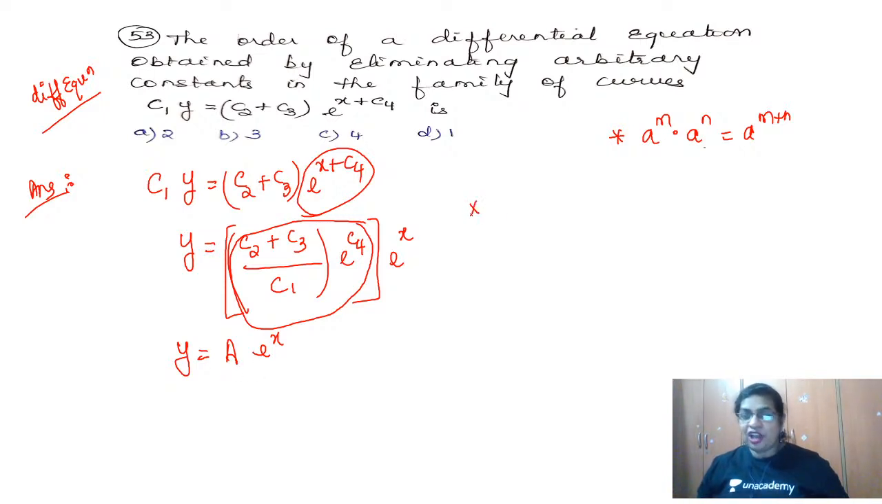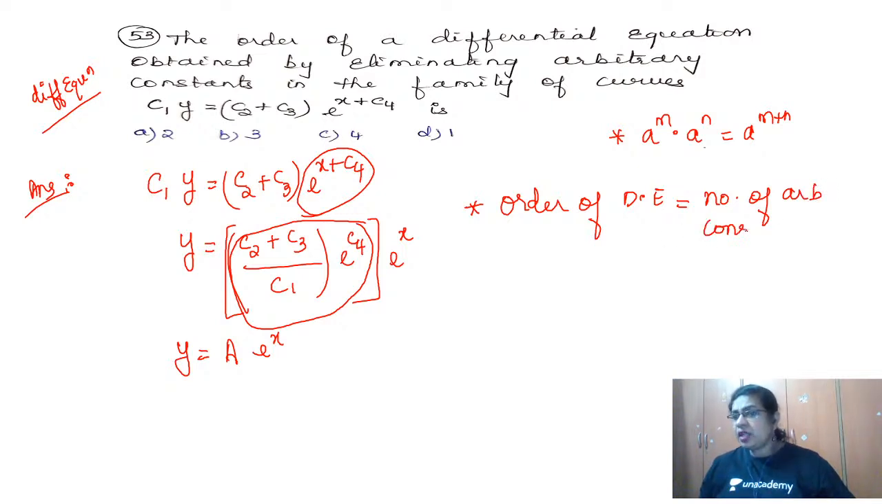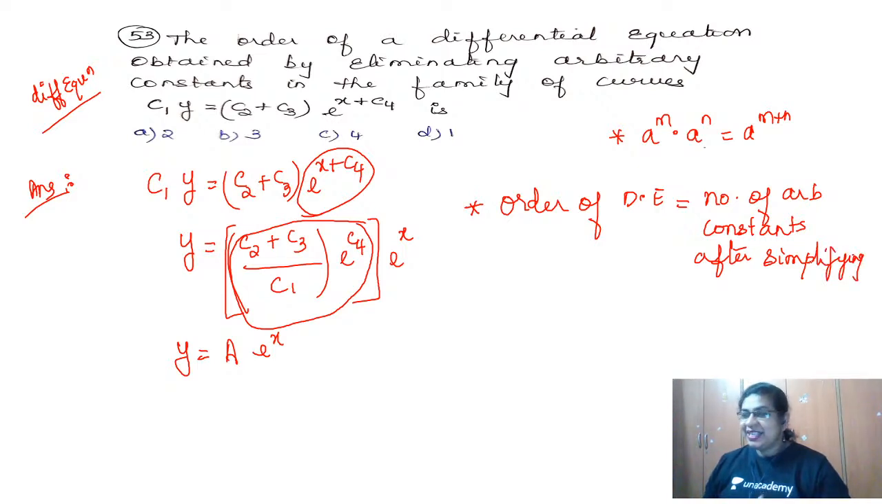Now, what is the logic? The order of a differential equation is equal to the number of arbitrary constants after you simplify. Now, what is your option? Tell me. So how many constants do you find in this question? You find only one constant. So what should be your order? Order is 1 here. So the D option satisfies, not the C option. Is the idea clear?